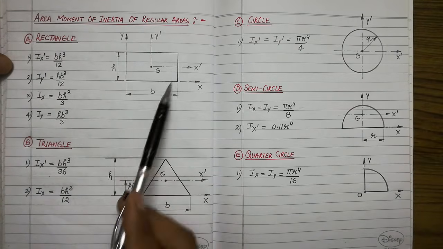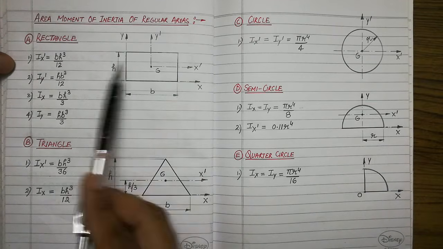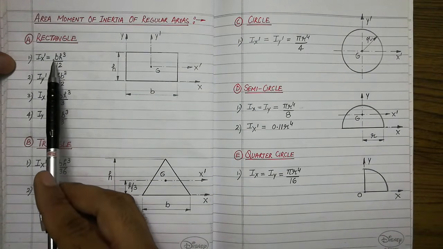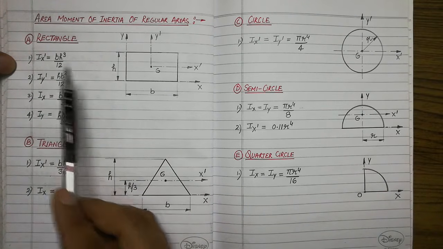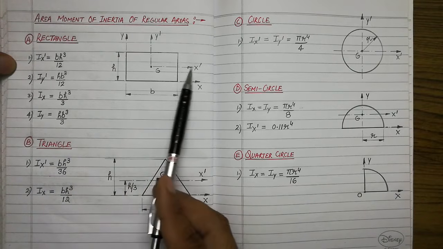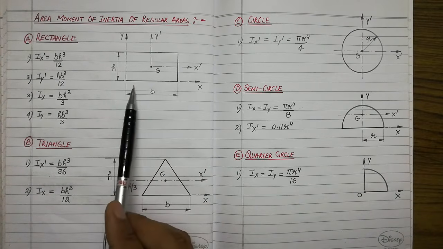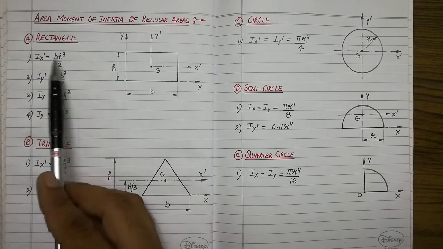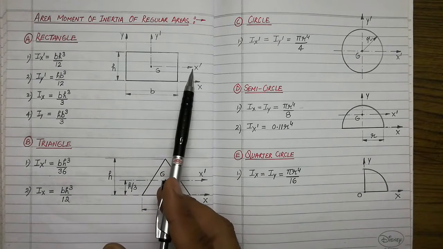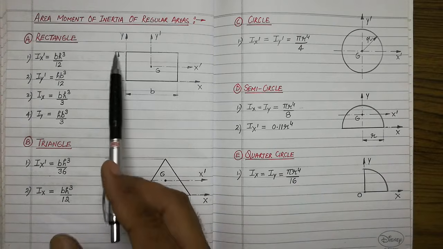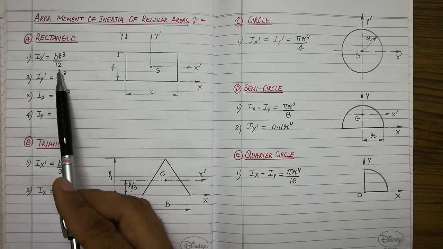In the case of a rectangular area, the moment of inertia along the centroidal axis in the x direction, that is I x dash, is given by b h cube by 12. One thing to observe here: b is that side which is parallel to the axis about which you want to find the area moment of inertia, and the other side, which is perpendicular to the axis, is the side for which we take the cube.